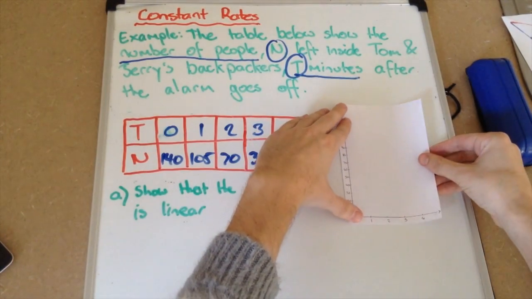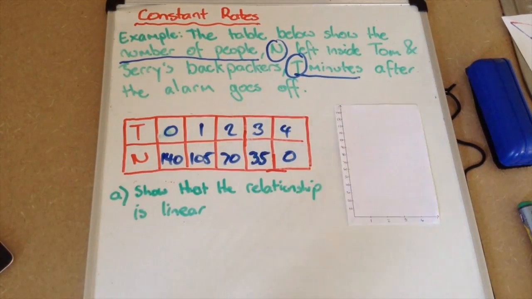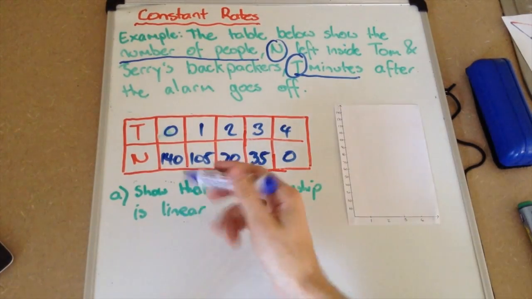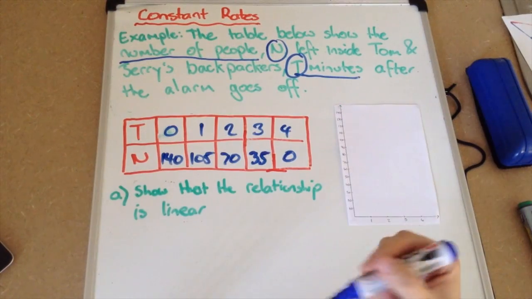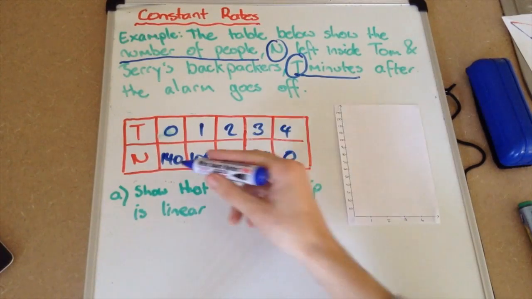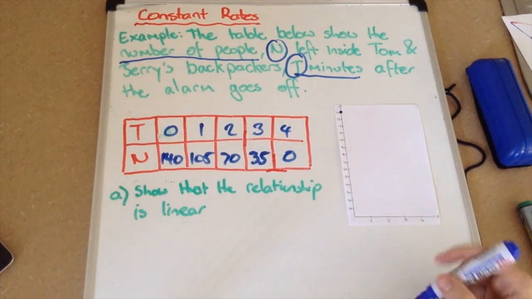Here's an axis that I prepared earlier. Feel like one of those cooking people. Now, basically what we're going to do is go through and plot these points. It may not have seemed like it at the time, but at 0 minutes, so when the alarm went off, there were actually 140 people inside our building.